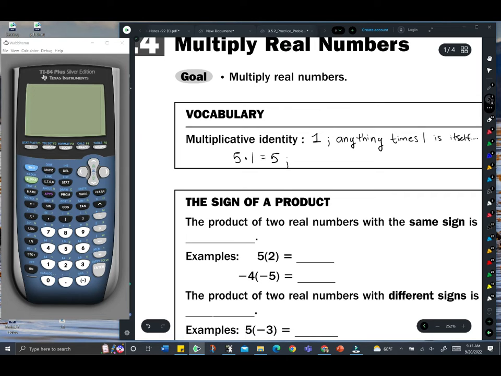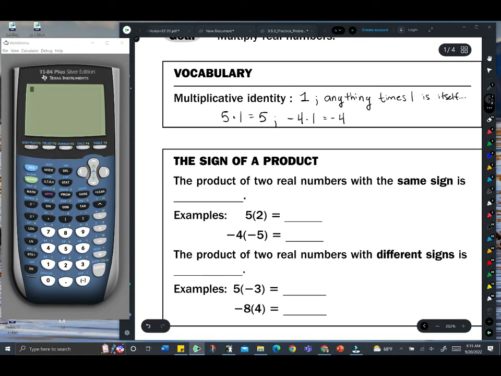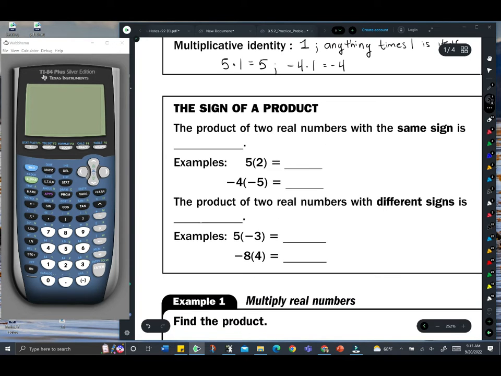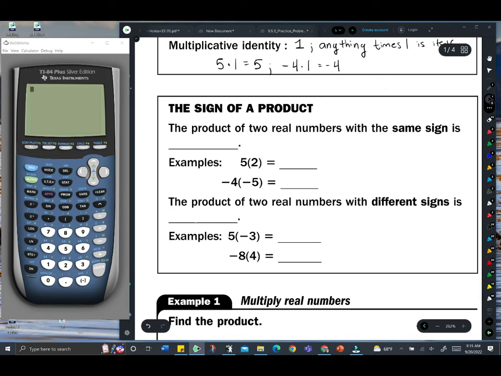For example, 5 times 1 equals 5. Negative 4 times 1 equals negative 4. 0 times 1, all of that. 1 is the multiplicative identity.